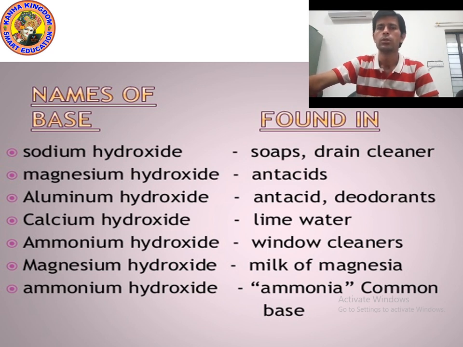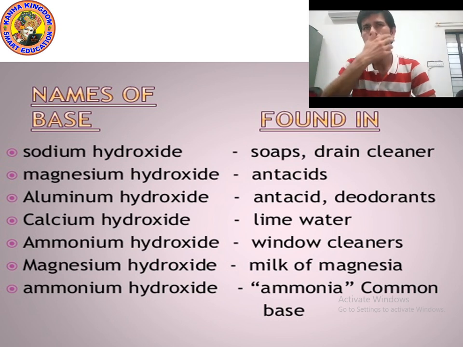As you can see on the screen, I have written the names of some bases: sodium hydroxide, magnesium hydroxide, aluminium hydroxide, calcium hydroxide, ammonium hydroxide. All these are bases. Sodium hydroxide is found in soap and drain cleaner.